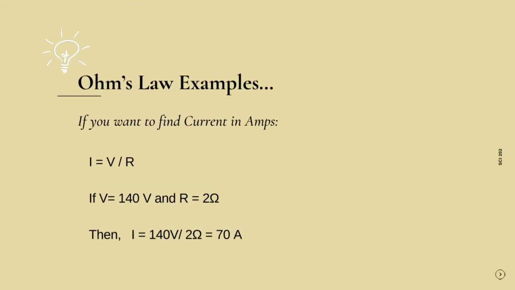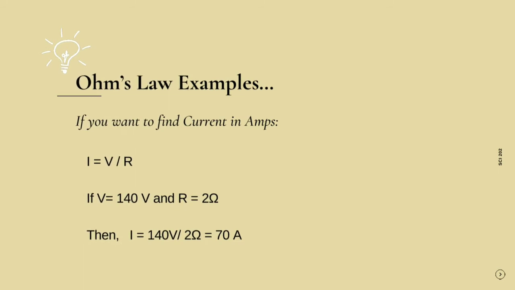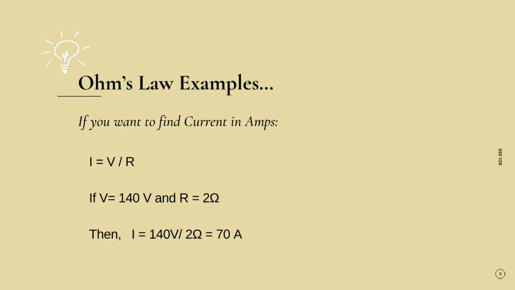If you want to find current in amps, I is equal to V divided by R. If V is equal to 140 volts and R is equal to 2 ohms, then I is equal to 140 volts divided by 2 ohms is equal to 70 ampere.